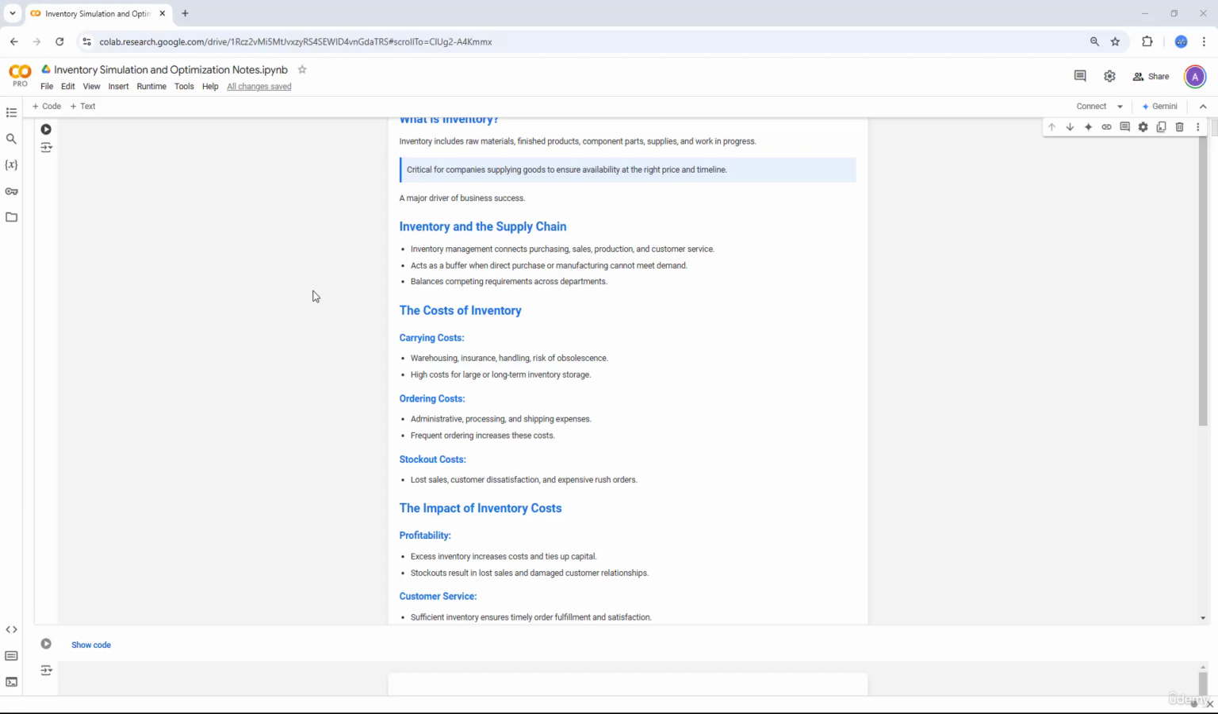Hello, let's start with the basics of inventory first. So we need to build our base of inventory knowledge to be able to properly simulate the inventory optimization models. So I'll start off with the basics of inventory.